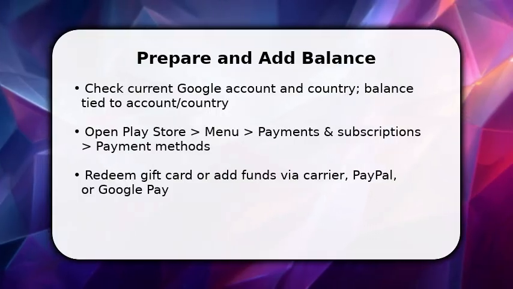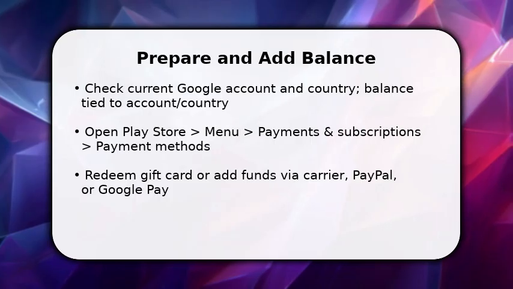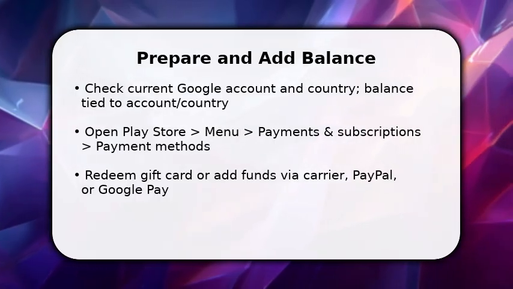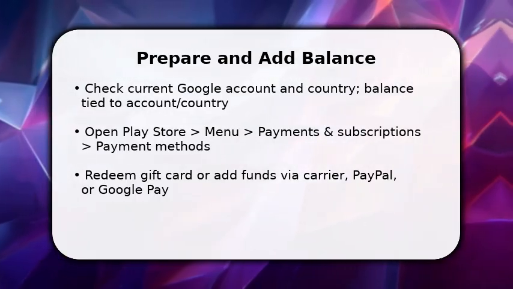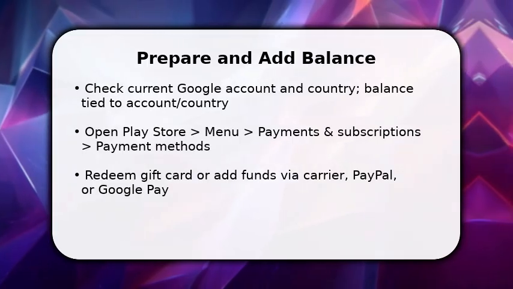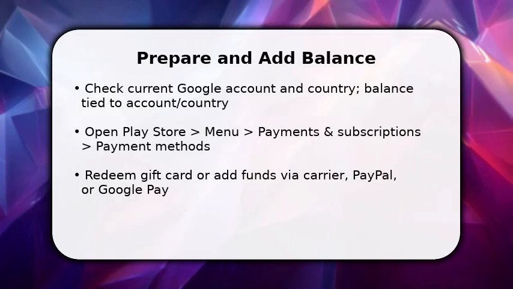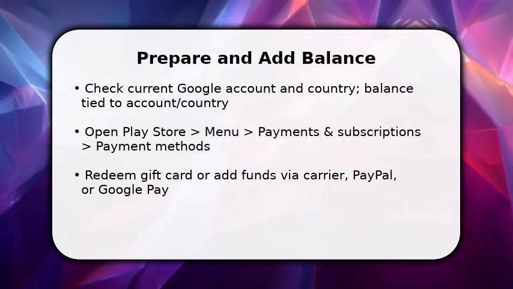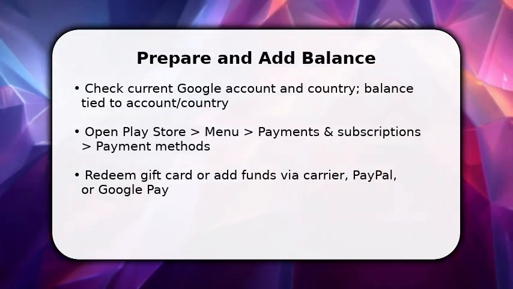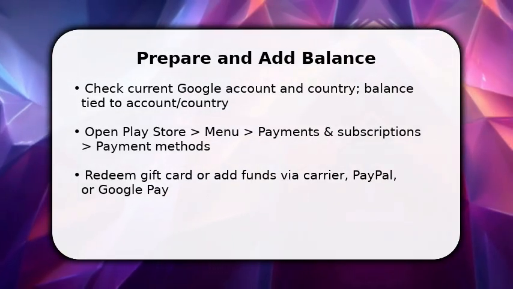You start by confirming which Google account and country you'll use. Balance is account-specific, so pick the right profile. Next, open Play Store and navigate to Payments and Subscriptions, then Payment Methods. Redeem a gift card or add funds. Choose carrier billing, PayPal, or Google Pay depending on availability.